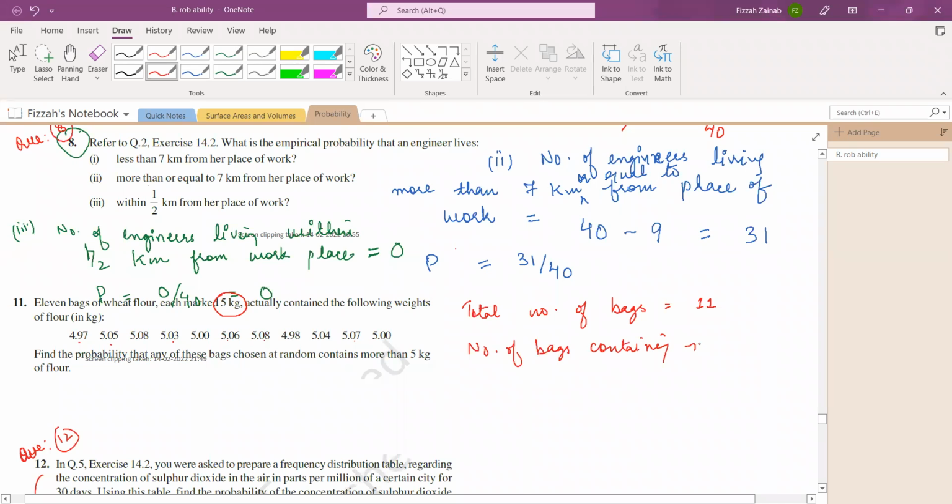Ma'am, 7. Yes, ma'am, 7 bags contain more than 5 kg of flour. Okay, 7, fine. So the probability that the bag contains more than 5 kg becomes 7 divided by 11. This is the answer.